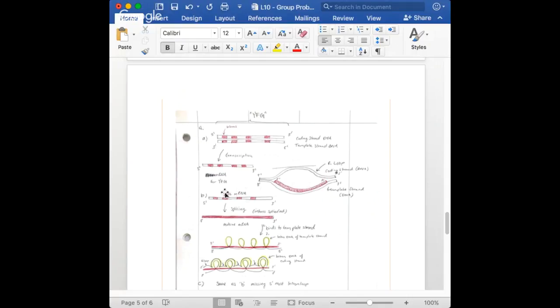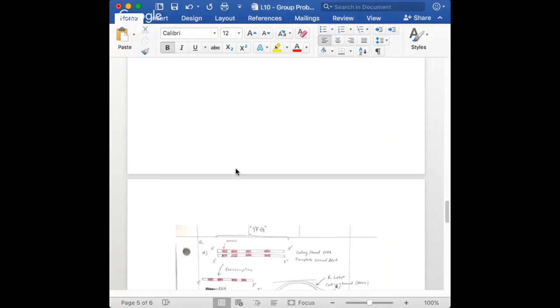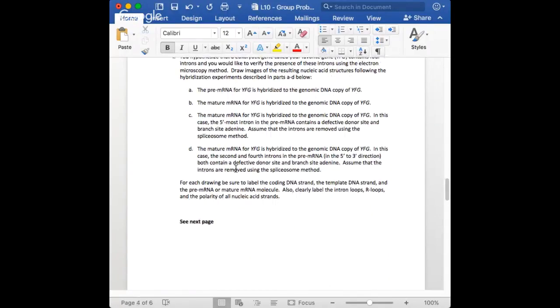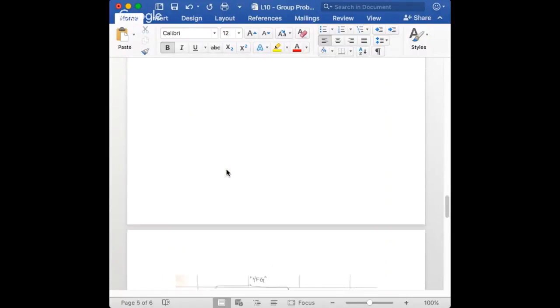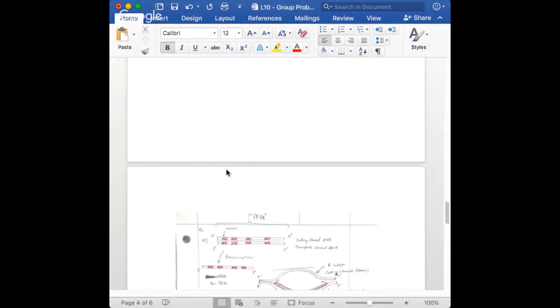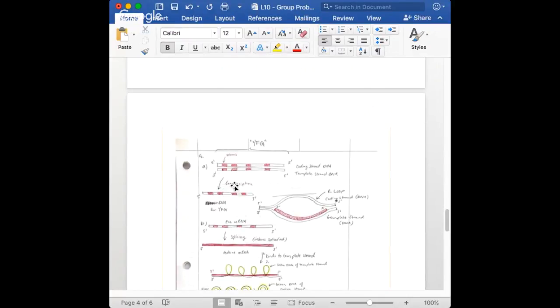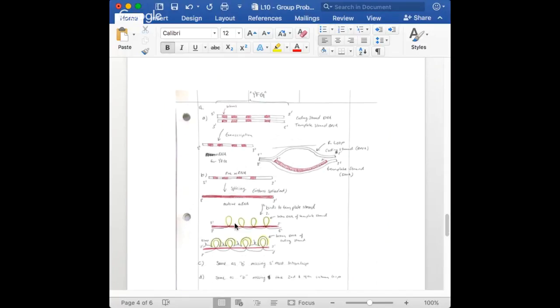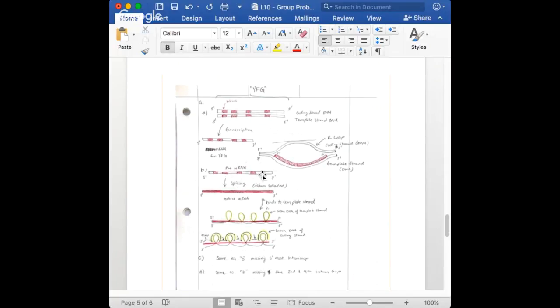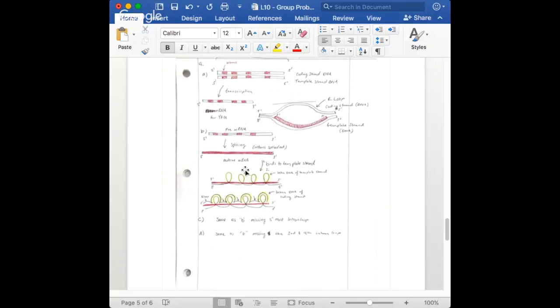But essentially, here we're taking the DNA, the template strand, and transcribing a pre-mRNA strand from here. So B is one step further than that: you're transcribing, you get your pre-mRNA here, you go through a splicing method, so it removes the introns off of this pre-mRNA strand, and this mature RNA strand binds to the template strand here.